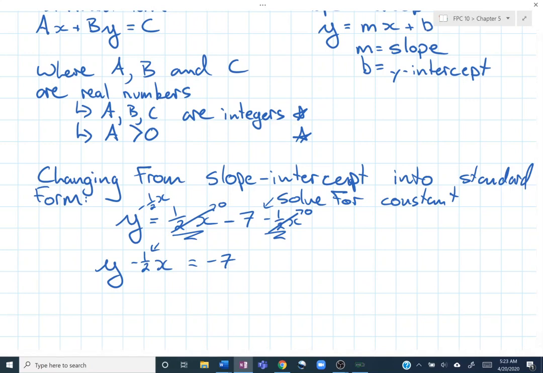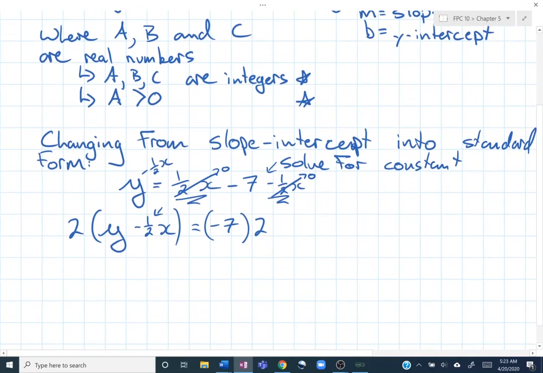So in order to get rid of the fraction, we have to think about how we can get rid of that half. If I was to multiply it by 2, that would get rid of the fraction. So I multiply it by the denominator. But I can't just multiply one term by something. In math, whatever I do to one side, I have to do the same thing to the other side. So I'm going to multiply everything on the left by 2 and everything on the right by 2.